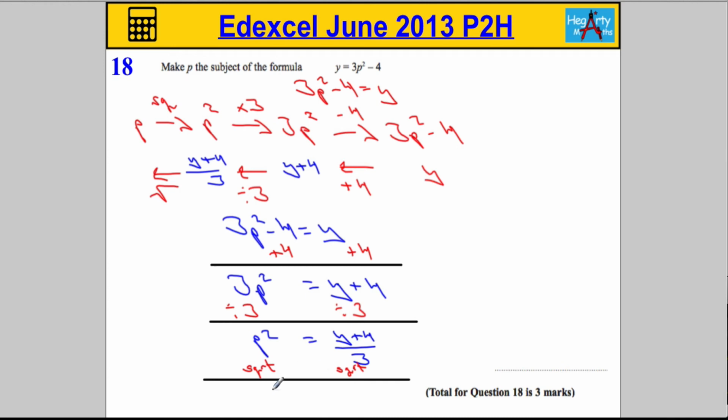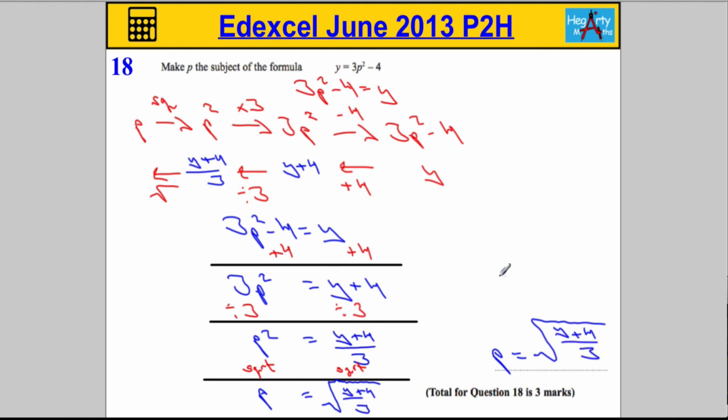And we need to take the square root of the right-hand side of this formula. So I'm just going to write a really big square root sign, and I'm going to leave everything underneath it: y plus 4 over 3. And we're done. So p is equal to the square root of y plus 4 over 3.